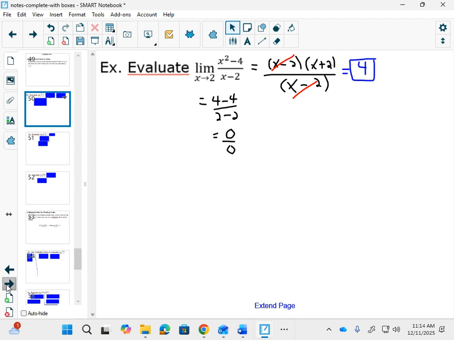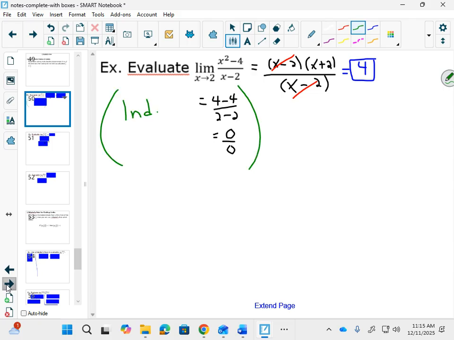This is dangerous. I always say if you're going to do math to check it, put it in brackets. Write indeterminate form, because if you ever write that the limit is equal to 0 over 0, it's automatic deduction on the exam. Because it's not. It's equal to 4. It's not equal to 0 over 0. This limit is equal to 4.